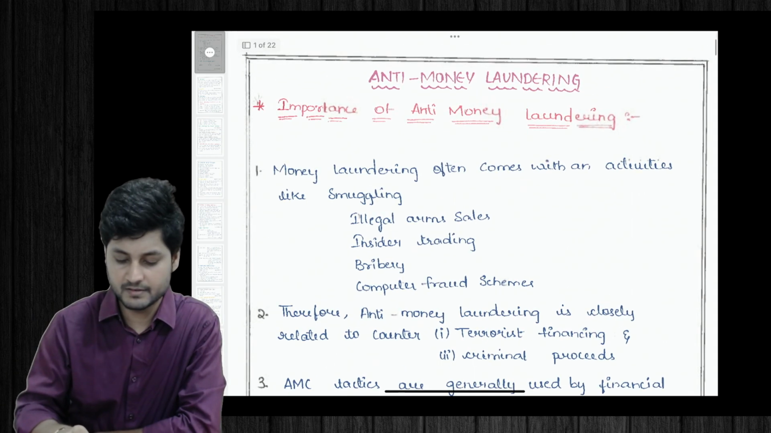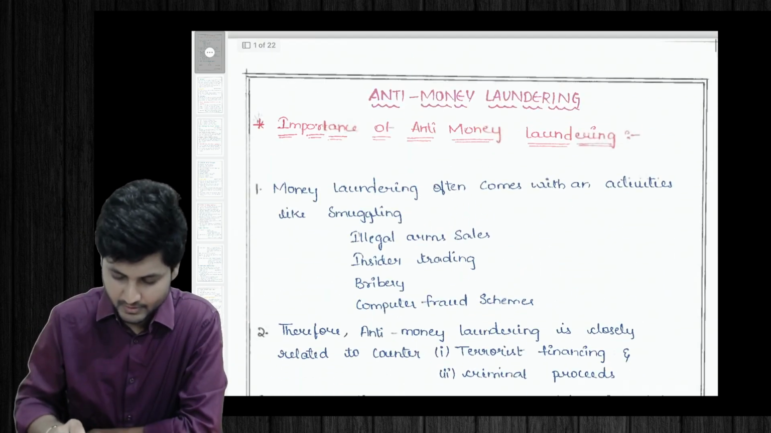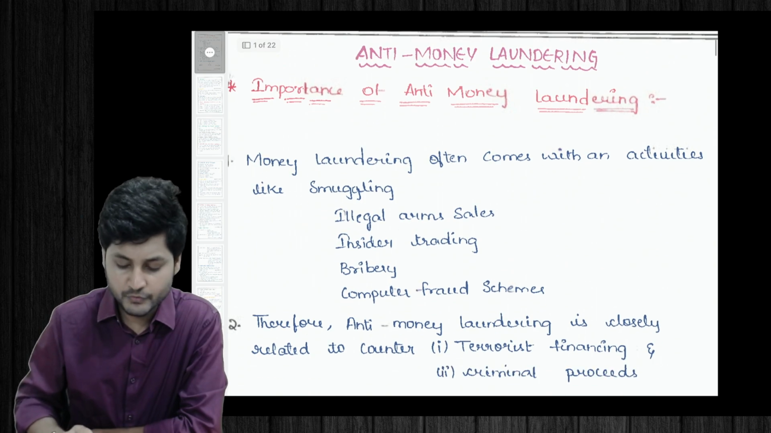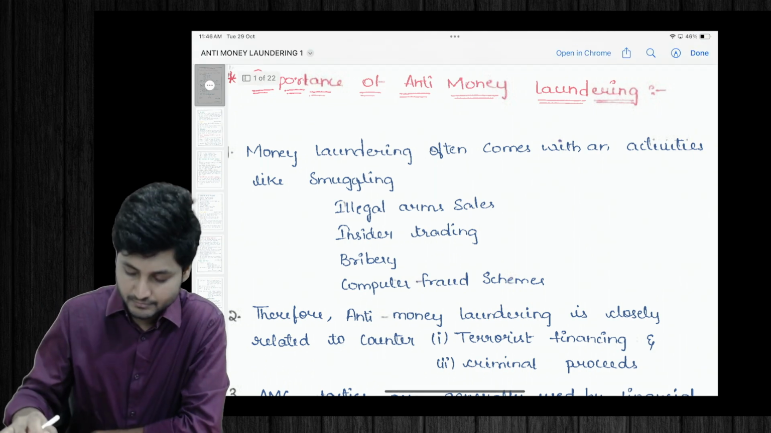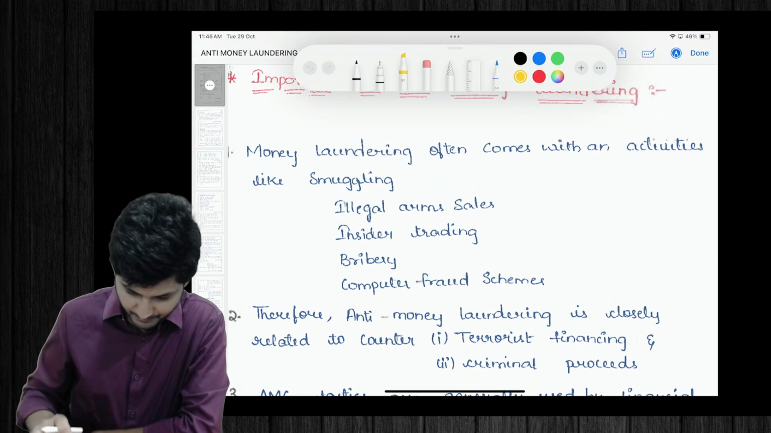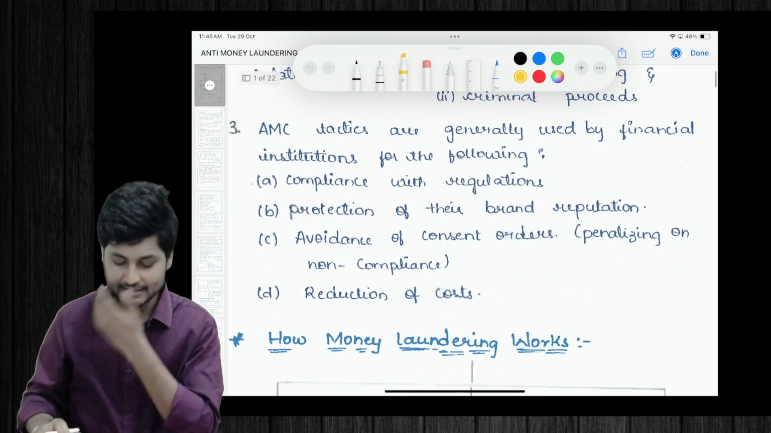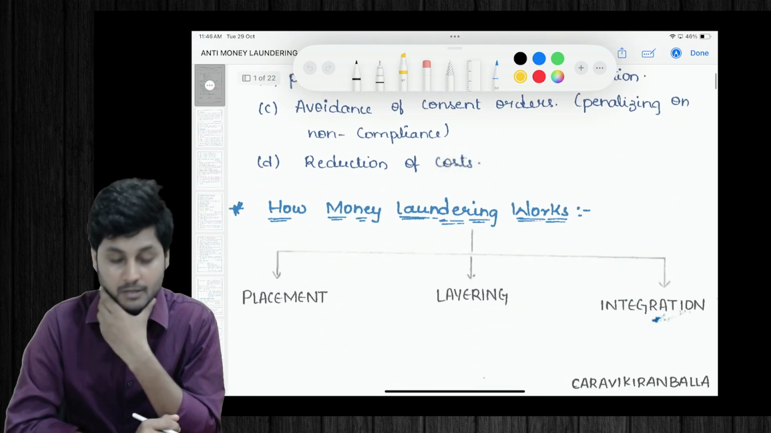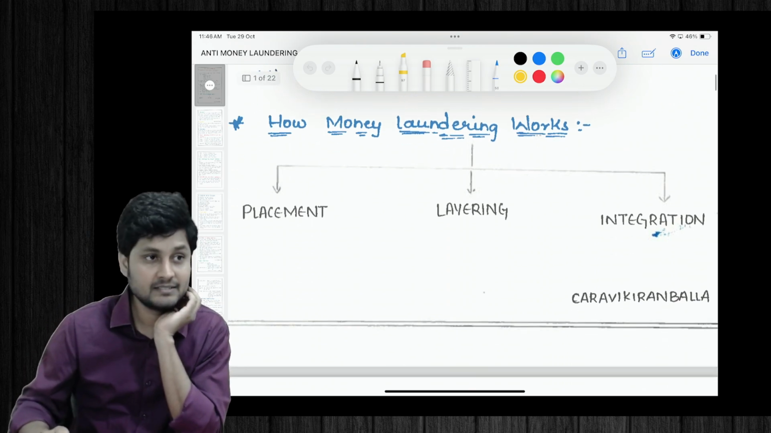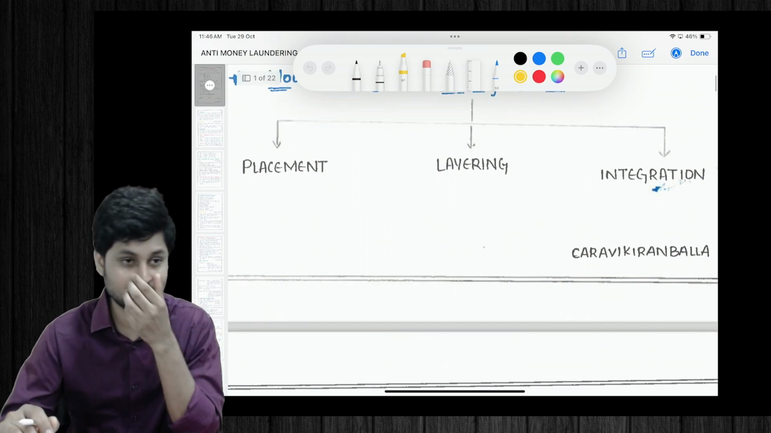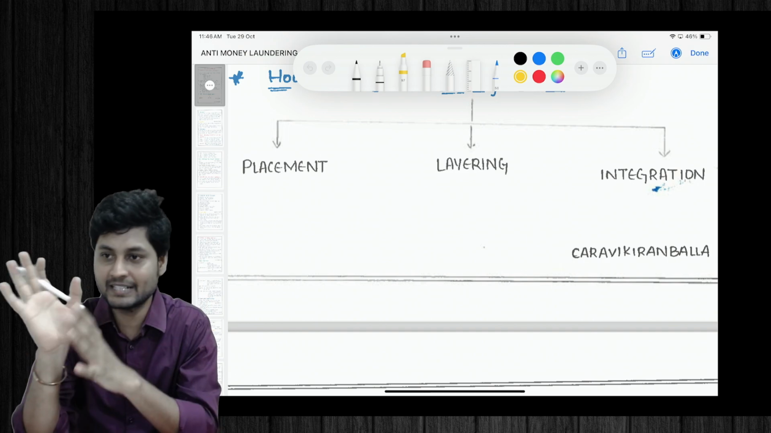Okay, so we'll try to understand anti-money laundering. So we completed the importance of anti-money laundering. And thereafter we have seen how money laundering works. Three stages: placement, layering, and integration. What is placement? Pooling all the funds and keeping them at one place.